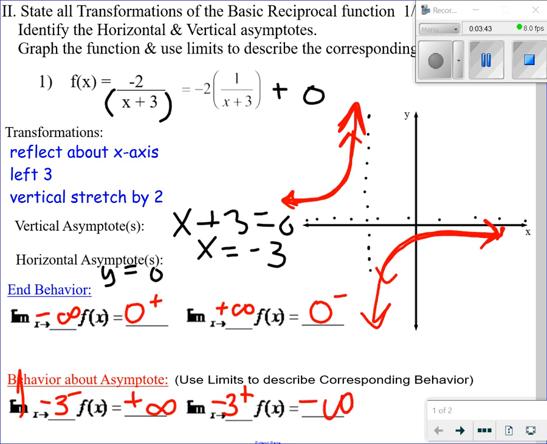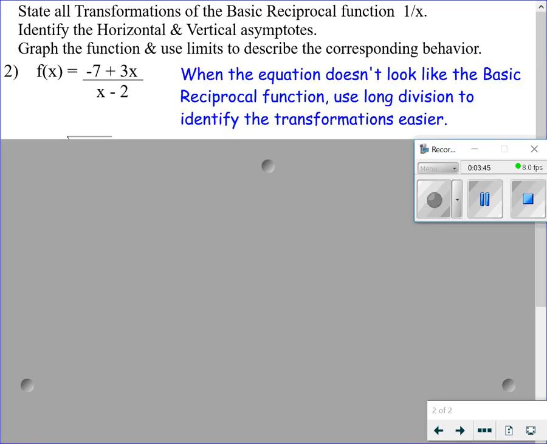It's approaching -infinity. Okay, on our second transformation problem, we still want to put it into the 1 over x format if we can. Identify the horizontal and vertical asymptotes, graph it, and then do the limits on the ends and any vertical asymptotes that we have. So our problem is a little bit harder than the last one because I have a variable going on in the numerator as well.